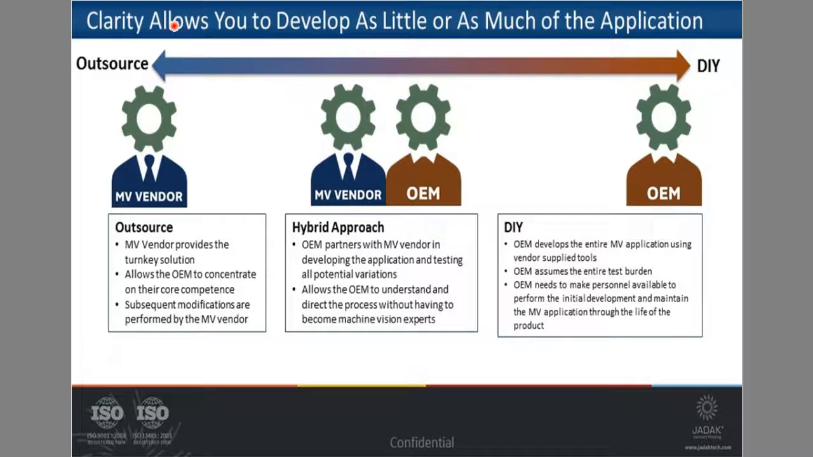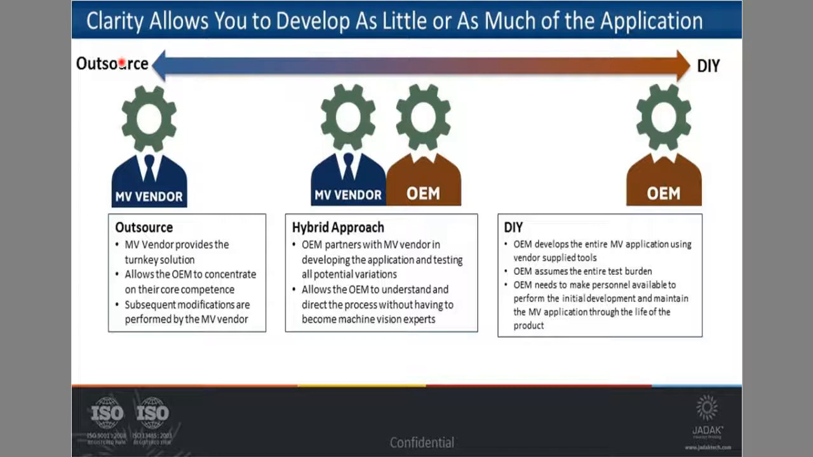This graphic illustrates the spectrum that we generally see for a machine vision project. It goes from over here on the right, where the customer wants to do it themselves. In this case, we deliver Clarity, and then the customer does everything. That gives the customer ultimate control, if they have the resources and believe they have the capability to do it that way.